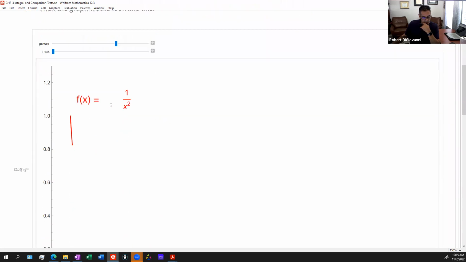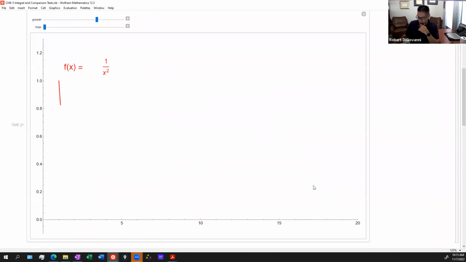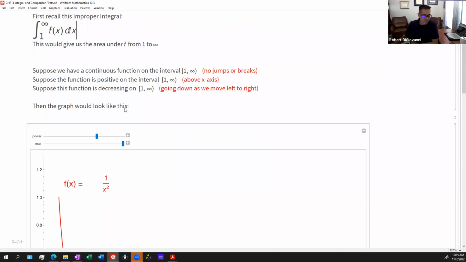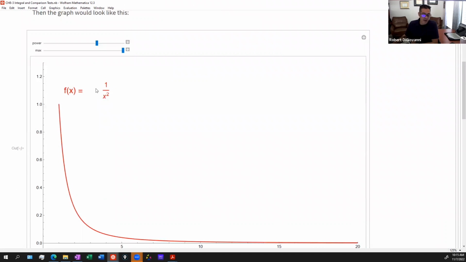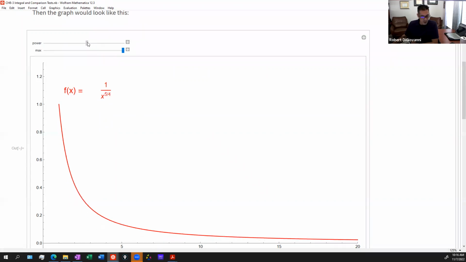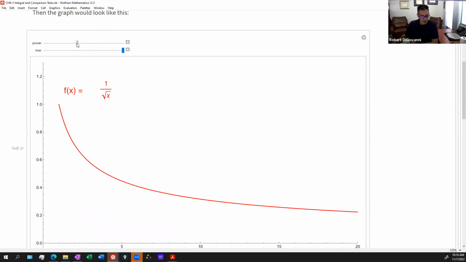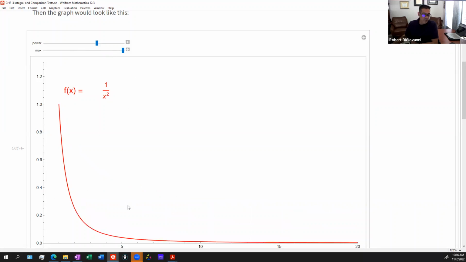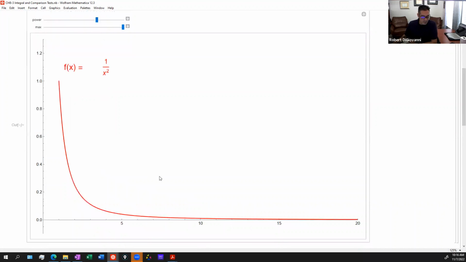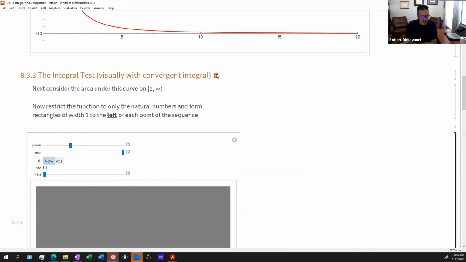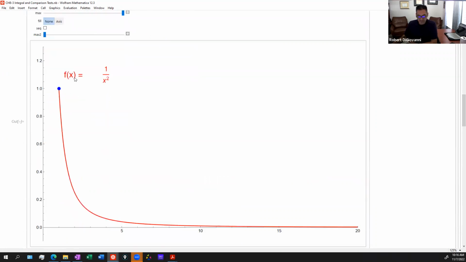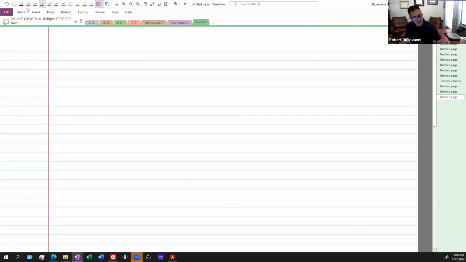I've got to make this a little bit smaller. This is the function 1 over x squared. Okay, so I'm just showing you what 1 over x squared looks like from 1 to infinity. I can change the powers here. There's square root of x. There's 1 over x. 1 over x squared. Just showing you some different graphs from 1 to infinity. Now, let's take a look at this series right here.